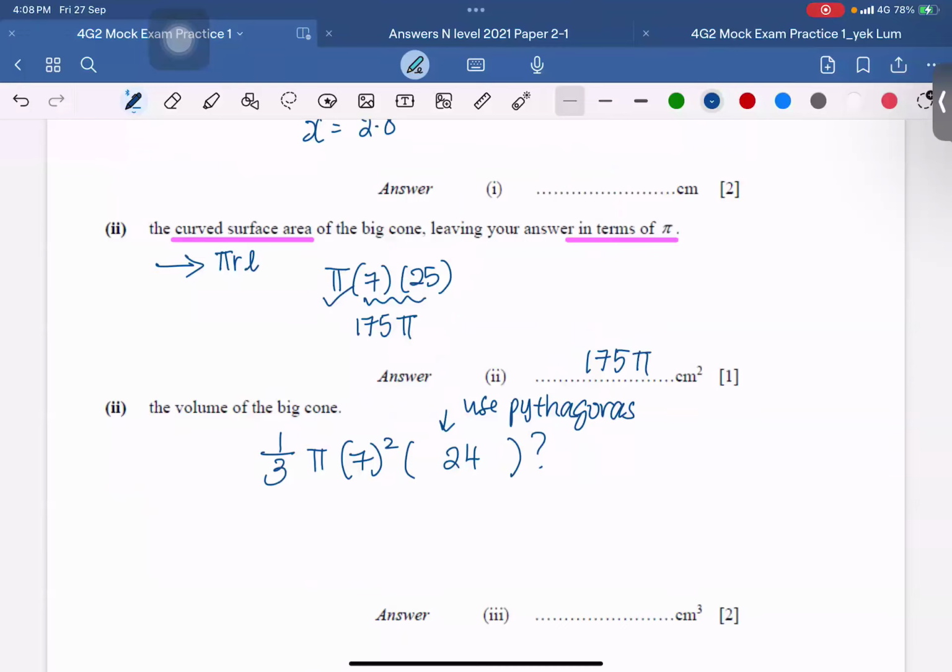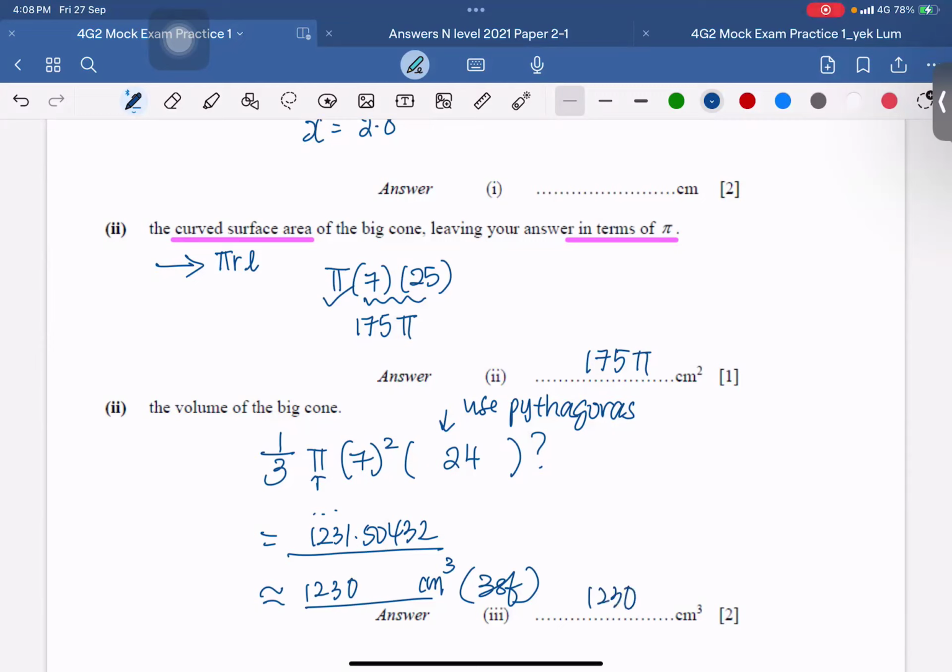Then after that, you calculate everything, all the numbers, and round it off because there's pi. So round off to 3 significant figures. The answer is 1231.50432 cm cubed, so rounded to 3 significant figures, 1, 2, 3, 0. Okay, answer. Is this okay?